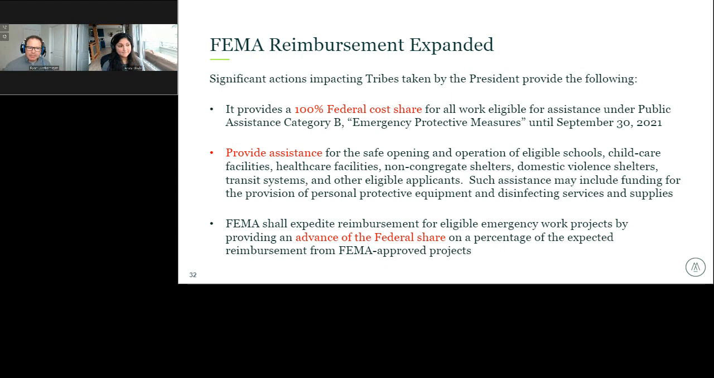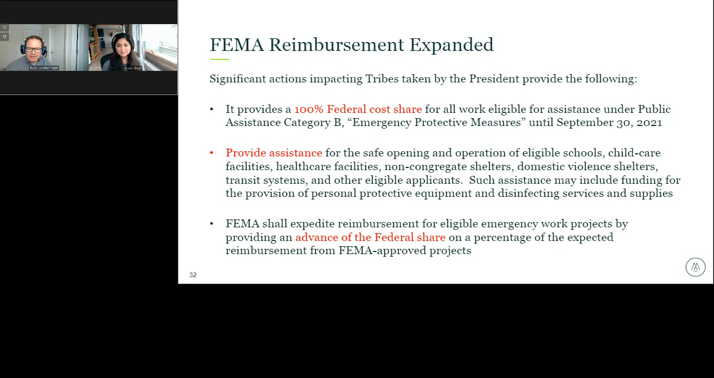And then on the second bullet here, the executive orders do acknowledge what this assistance could be provided for. And it expands it a little bit more by talking about the safe reopening of eligible schools and child care facilities, healthcare facilities and such. But specifically mentioning domestic violence shelters and transit systems, I think that again was something that expanded here that makes FEMA a bit more appetizing.